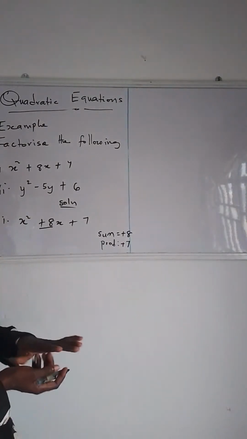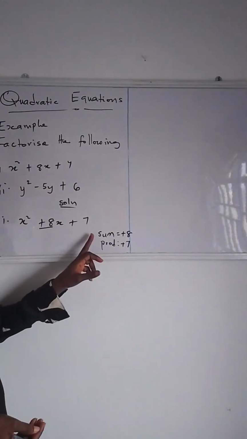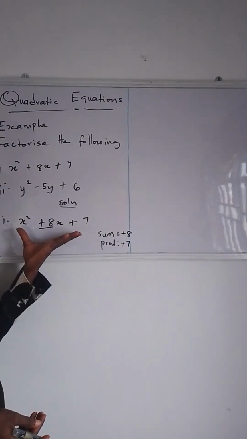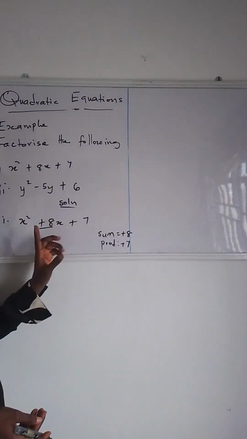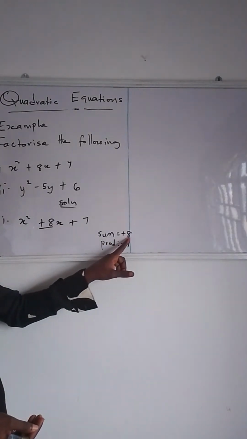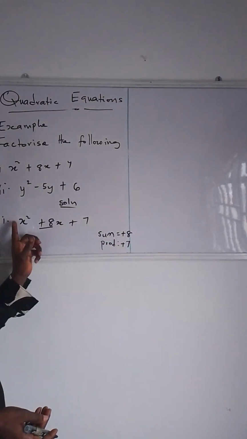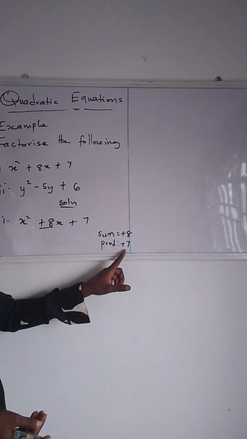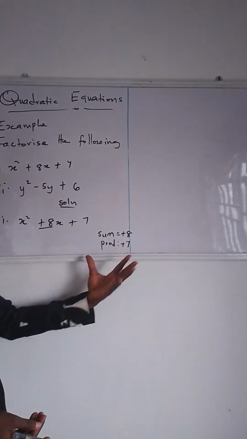Alright, and that is the more reason why we have to first look for the sum and product of the quadratic expression. Now the sum is the coefficient of x, which is plus 8, while the product is 1 times 7, and that is 7. Now, what do we do to this?